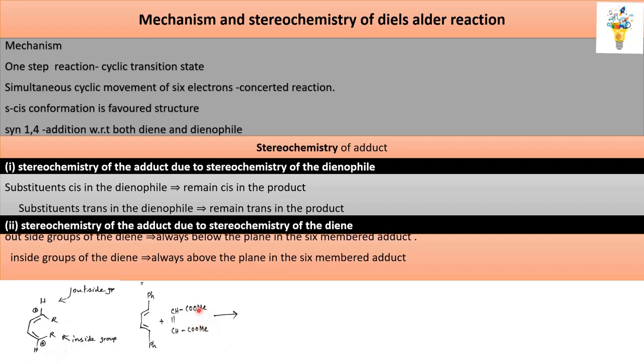Stereochemistry concept: cis always gives cis. So there is no doubt. Here the outside group and inside group positions are as shown. See the product. In this product, the outside group, the external group, is below the plane, always below the plane in the 6-membered adduct. And the hydrogen is the inside group, so it is above the plane. In the case of the dienophile, both are cis, so in the adduct also the cis is maintained. Clear?